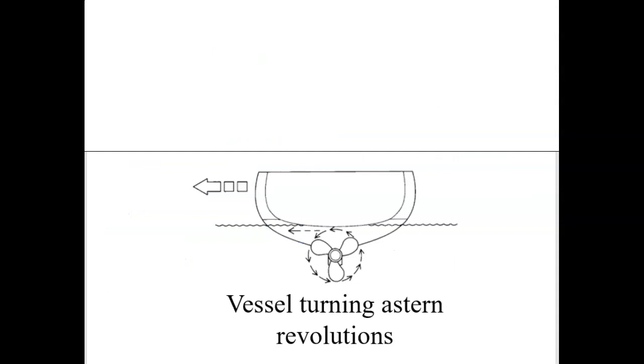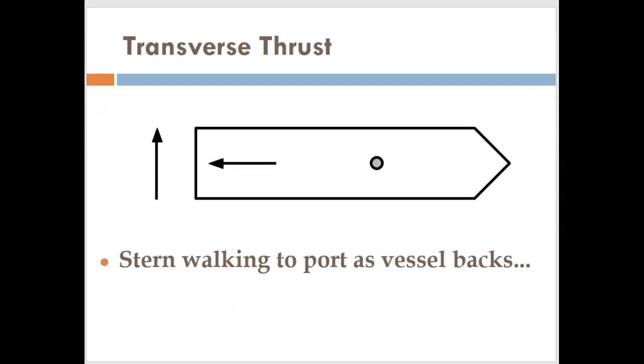And here's just another diagram. It's viewed from astern. Vessel is going astern. The propeller is turning counterclockwise. It's a right-handed propeller going ahead, but now it's going counterclockwise, and it is pulling the stern to port. Vessel turning the stern revolutions. All right, perfect. One last view of something that is transverse thrust.